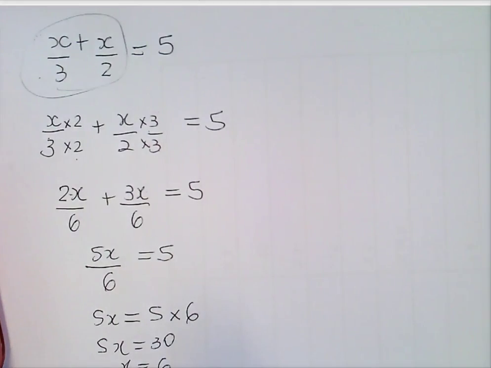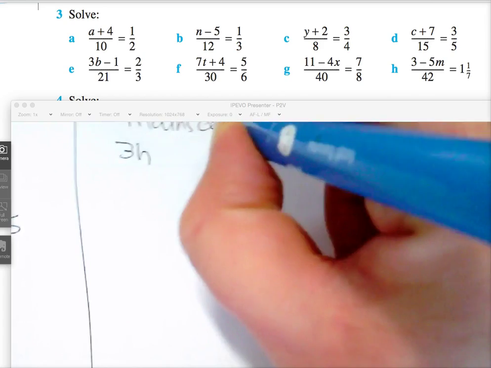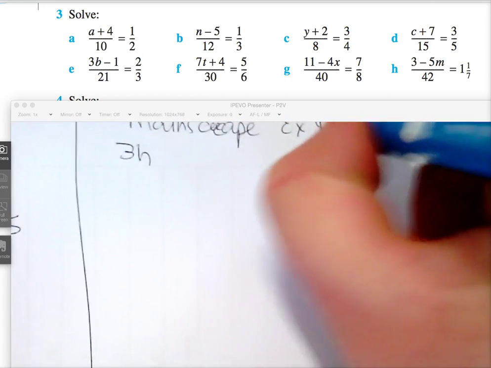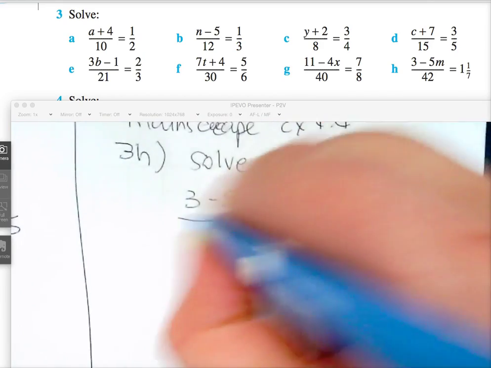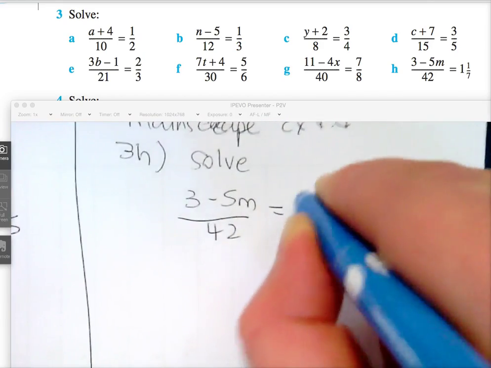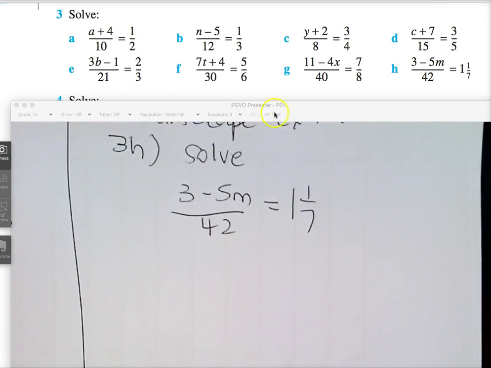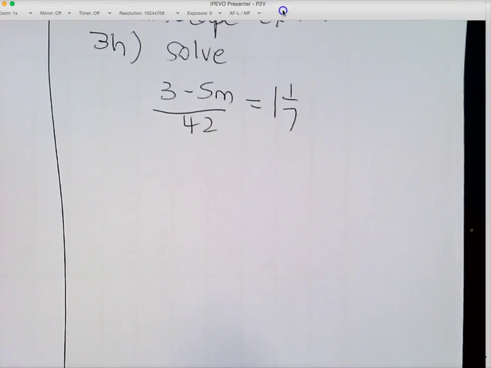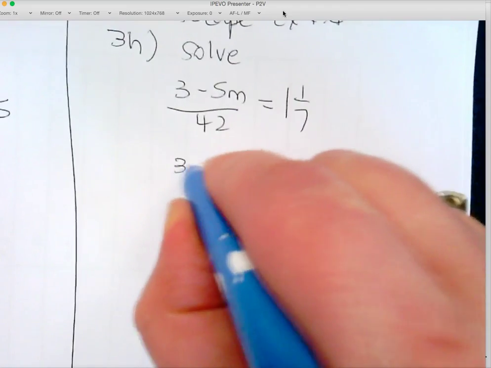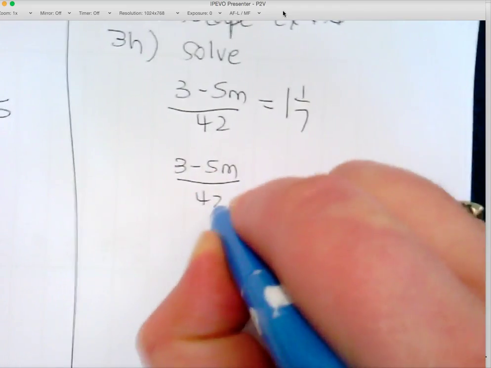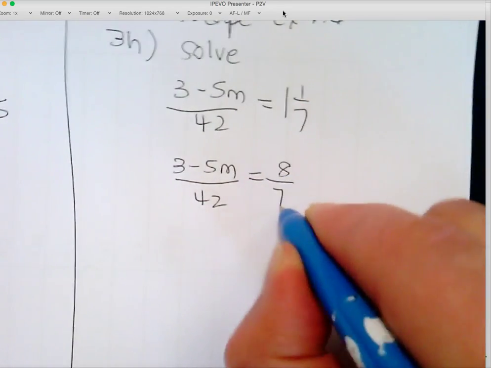Okay? I'm going to do, this is from Mathscape, it's question 3H, exercise 4.4. Question 3H, solve these equations. 3 minus 5m over 42 equals 1 1/7. What do you think we should do? What do you want to do with this 1 1/7? Change it to an improper fraction. What would it be? 8 over 7.